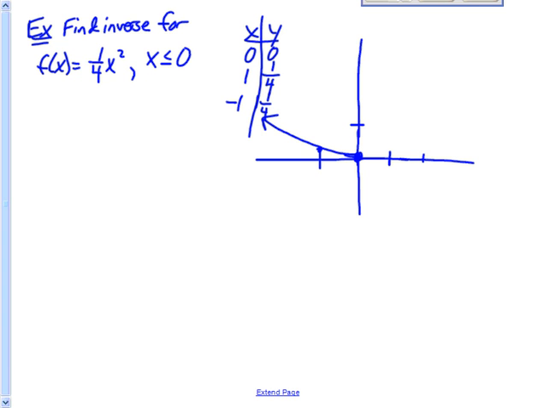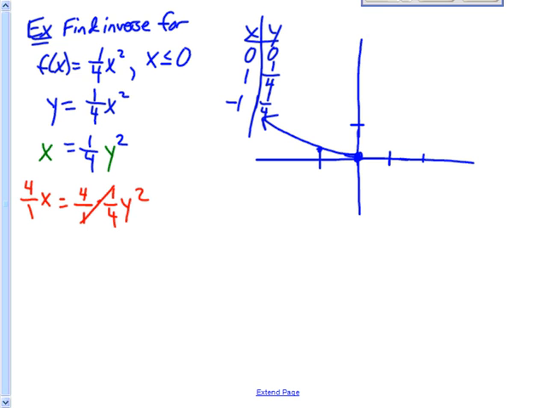If you remember the steps here, first of all, let's make sure that we know f of x is y, right? It's just a nickname for y. Okay, and then our first step was let's flip-flop x and y. Switch x and y. And now we got to solve for that new y. So we got to get rid of that 1/4 now. So let's multiply both sides by 4/1. And so we got 4x equals y squared.